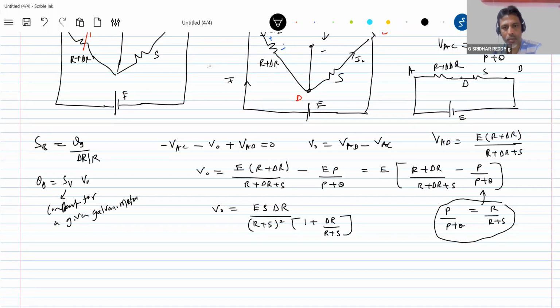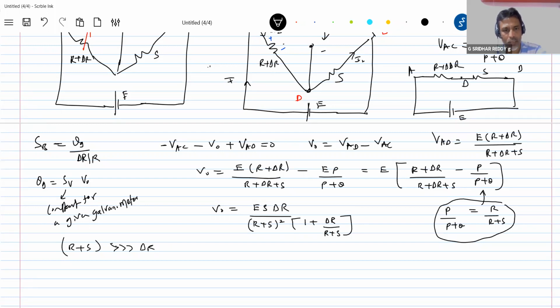Then what to do? What further can we work out from here? So what is usually R plus S? Delta R is usually very small, and we know R plus S will be some large value. R plus S will be very much greater than delta R.